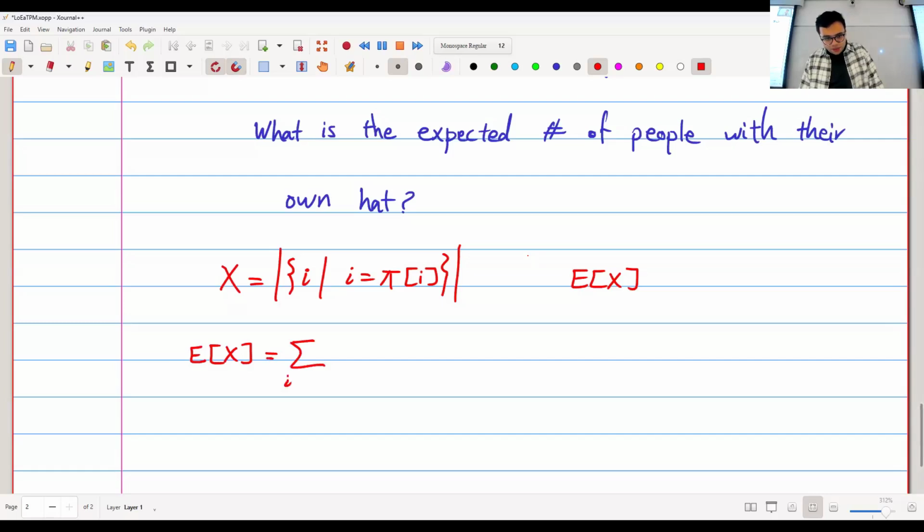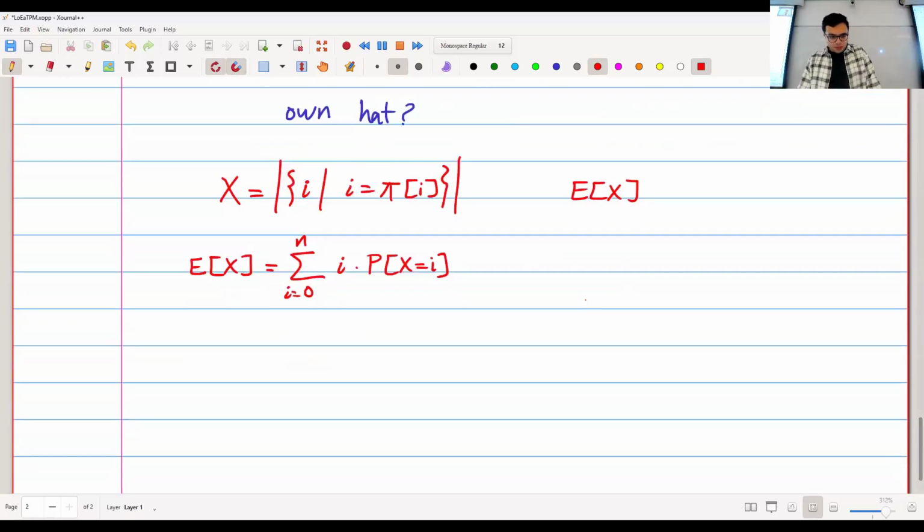So the expected value of X is going to be the sum. The number of fixed points is going to be somewhere from 0 to n. So if I'm going to have i fixed points, I'm going to say i times the probability that the number of fixed points is equal to i. Okay, but what is this probability? Instead of asking what is the probability, let me just ask you how many permutations have exactly i fixed points. And then I can just divide that by n factorial. That gives me the probability.